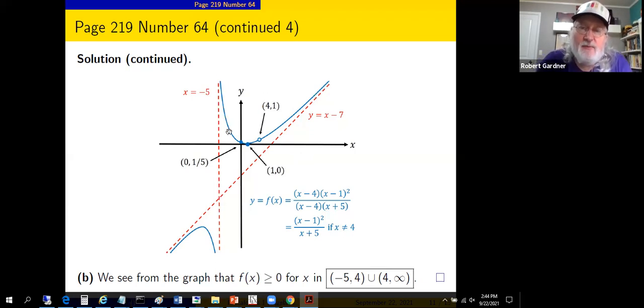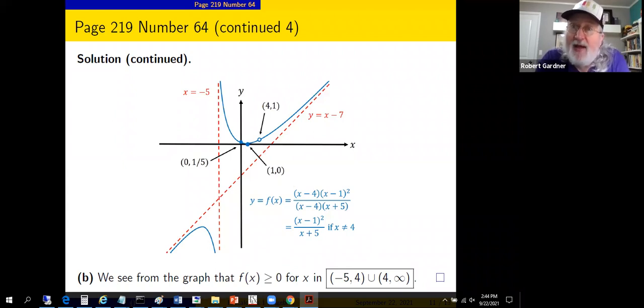So positive, positive, positive, positive, 0 at that one point, positive, skip that point, positive, positive, positive. So the function's greater than 0 from -5 to 4, excluding both endpoints for different reasons. Vertical asymptote over here, not in the domain. Hole punched in the graph here, still 4 is not in the domain. And then to the right of 4, the function is above the x-axis.